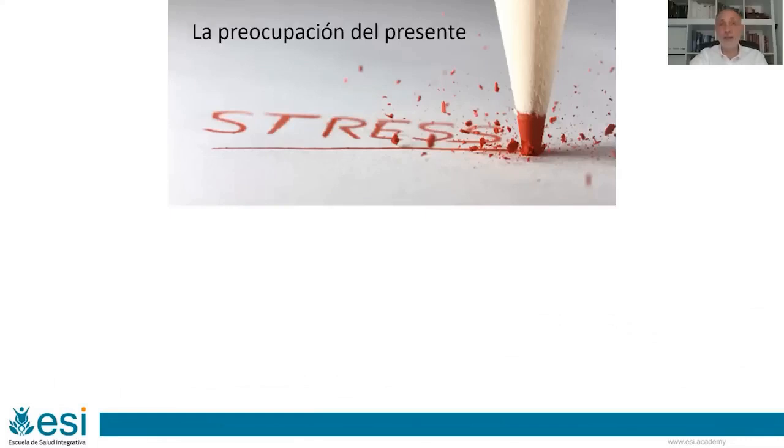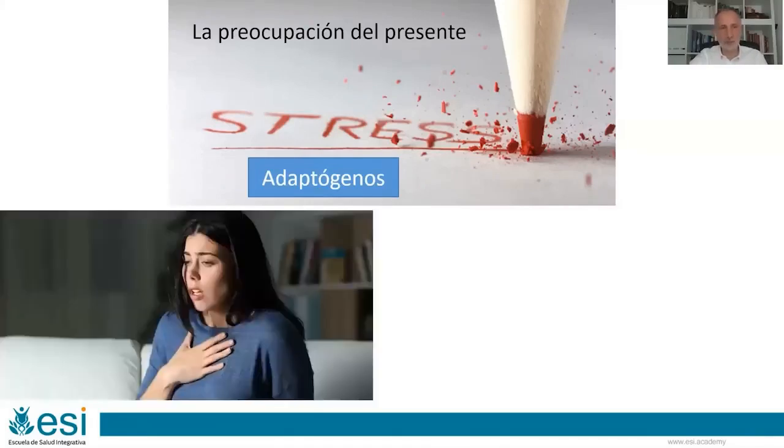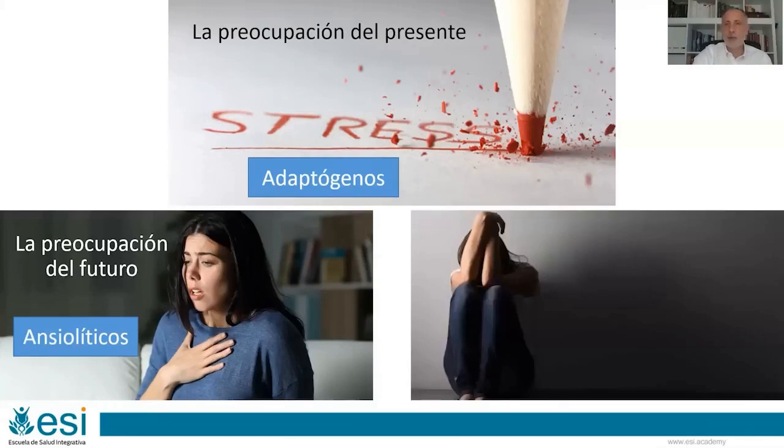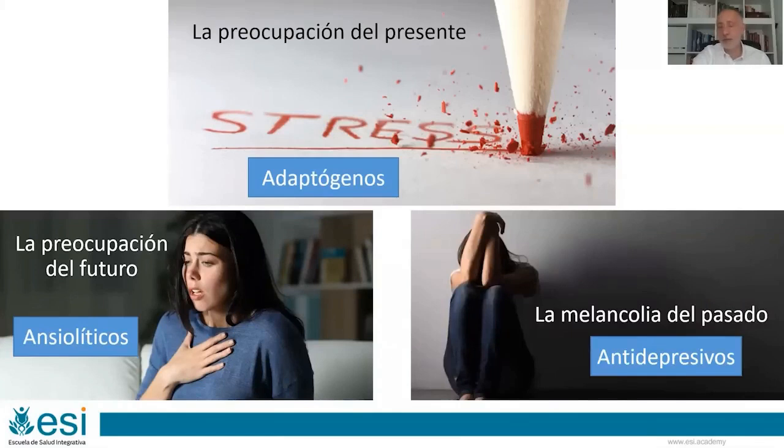From stress, which is the concern of the present, that should be managed with adaptogenic substances, basically ashwagandha or rhodiola, for example. Anxiety, which is the worry about the future, should be managed with anxiolytic substances, with GABAergic substances, and here we have the typical calming plants, for example, valerian, passionflower, hops and oats. And finally, depression, which can be associated with the melancholy of the past, should be managed with antidepressants.